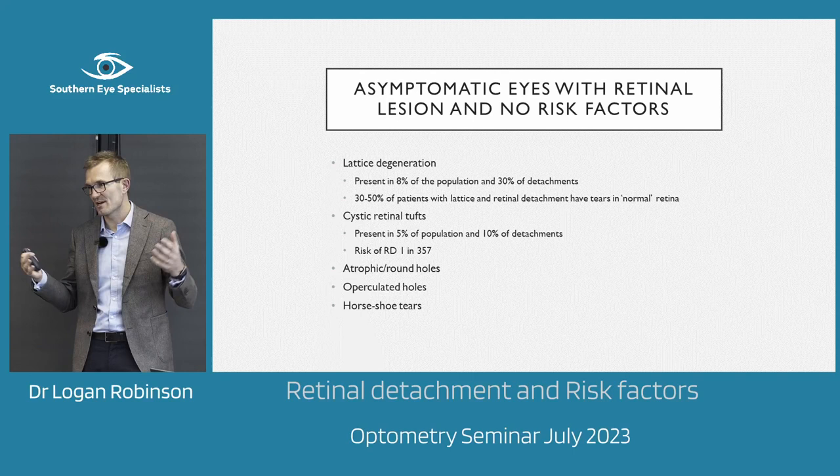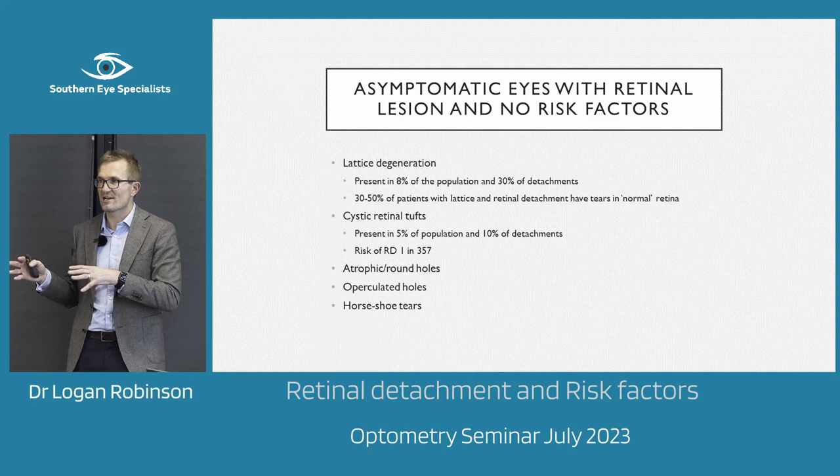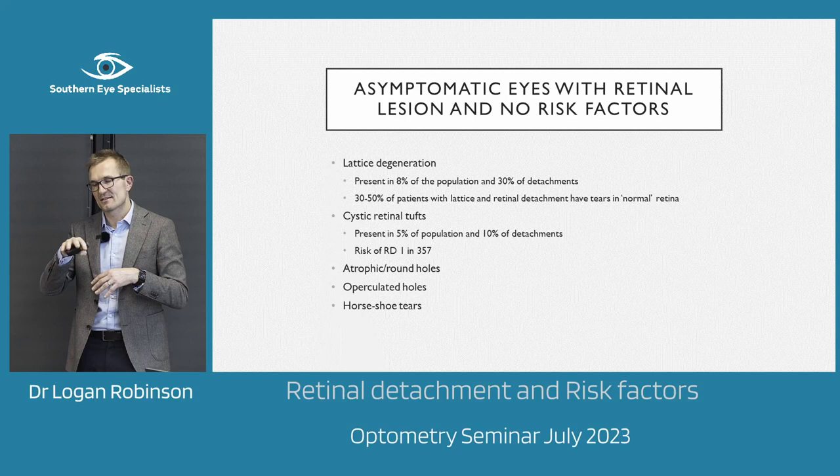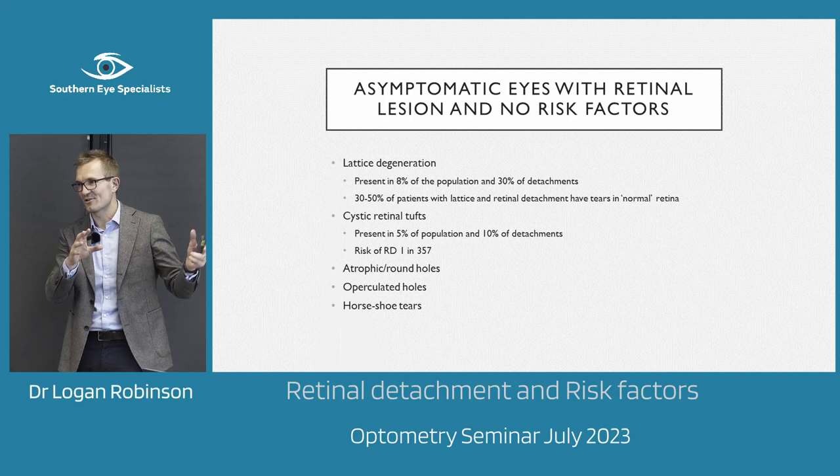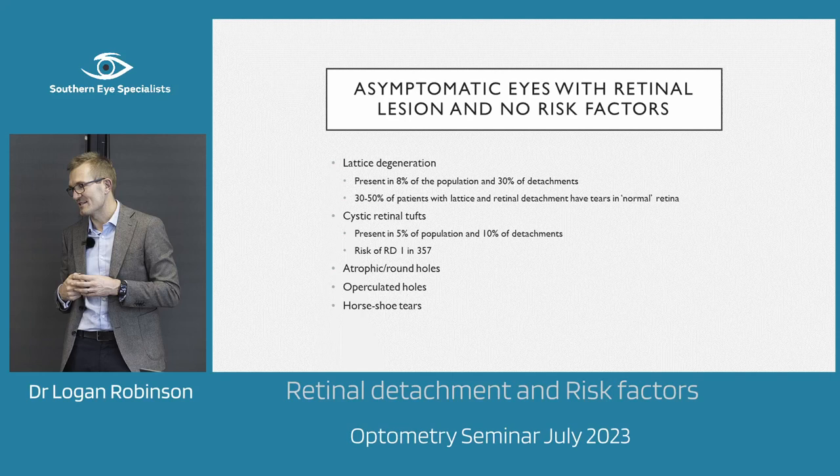The other trouble is that if you treat a person with lattice and do laser retinopexy around it, often they come back with a retinal tear just beside that, because they have this abnormal vitreoretinal adhesion all around the place. So you feel like you've treated the visibly abnormal area and done a good job, and then they still come back with a detachment in a totally different area. So it's another reason that we feel it's generally not worth treating lattice in asymptomatic patients to prevent detachment.